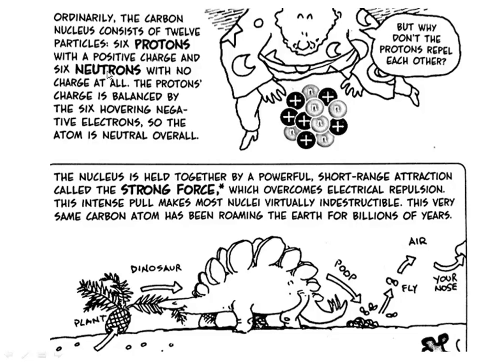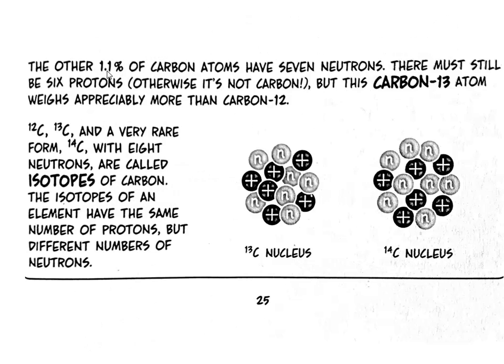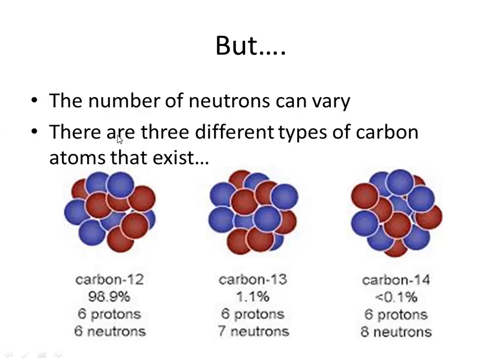But most carbon has 6 neutrons as well, giving it a mass of 12. But some carbons have 7 neutrons, and even some have 8 neutrons. Carbon 13 and carbon 14. These are all collectively the isotopes of carbon. There are 3 isotopes of carbon, meaning that we have carbon atoms with a mass of 12, 13, and 14, because they have different numbers of neutrons. And neutrons have mass, so the mass can vary.